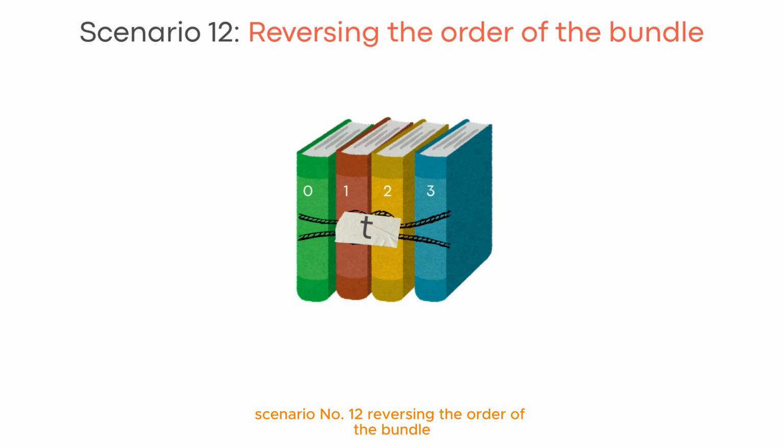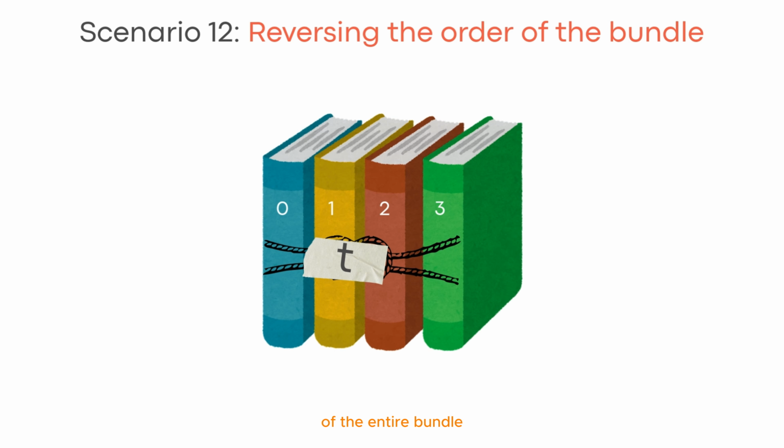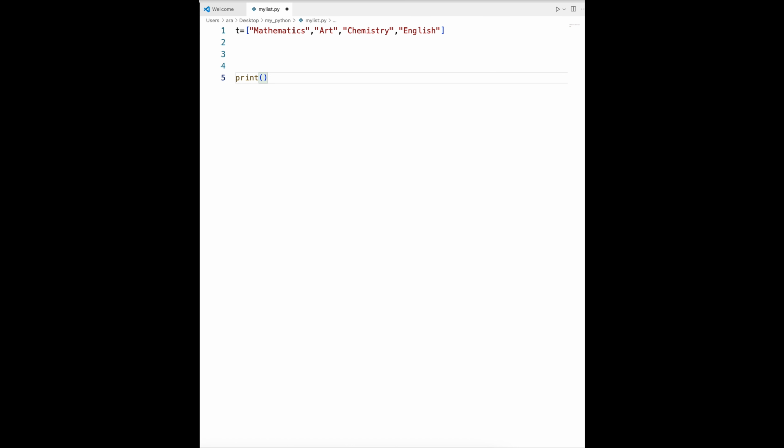Scenario number 12. Reversing the order of the bundle. How do we ask the librarian to reverse the order of the entire bundle? Print bundle before reversing, comma, T. T dot reverse function. Print bundle after reversing, comma, T.